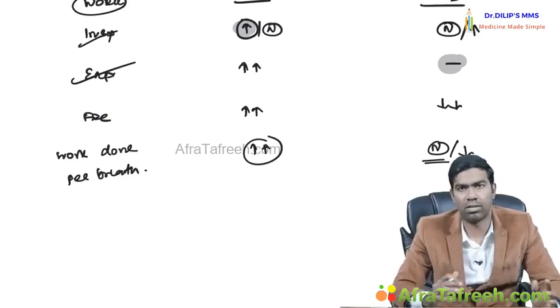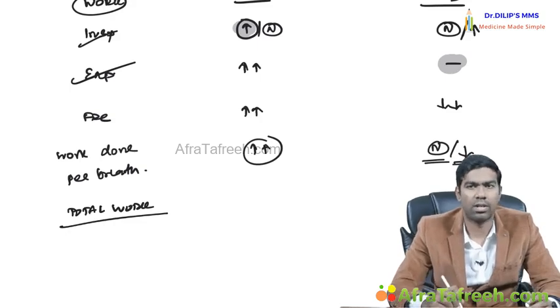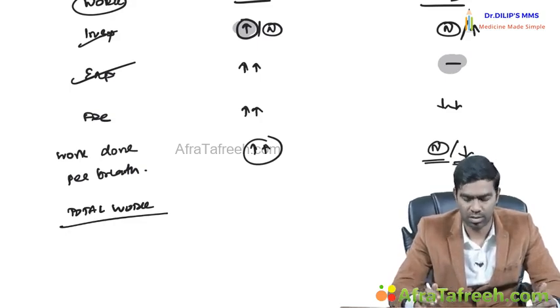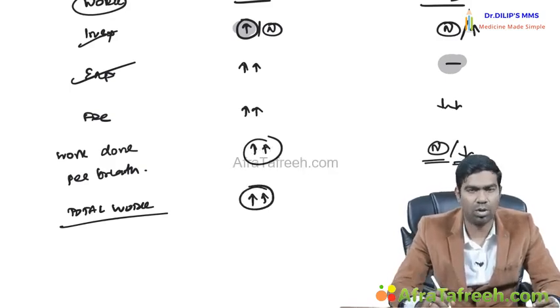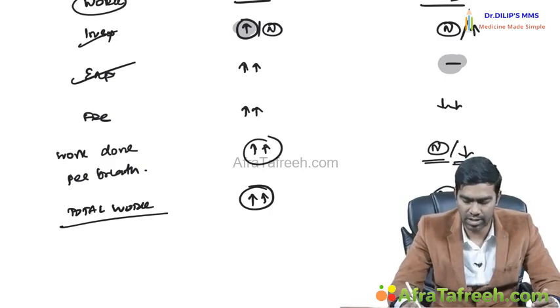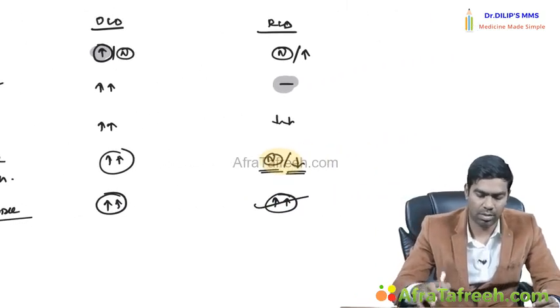But don't get carried away by this fact. If you take the total work, if you take per minute or per hour, so for a period of time, here definitely again it will be increased, no doubt about that. But here again it's increased. You can ask me, sir, how is it possible you are telling the work done per breath is normal or decreased, then how can the total work alone be increased? It all depends on how they behave.